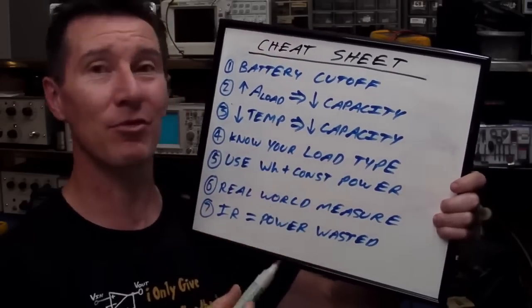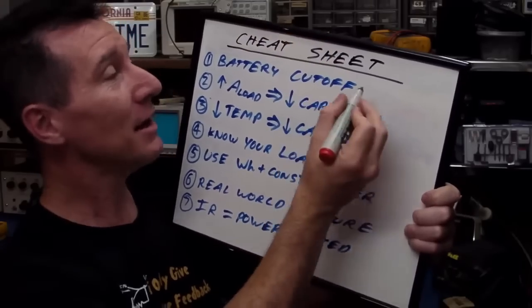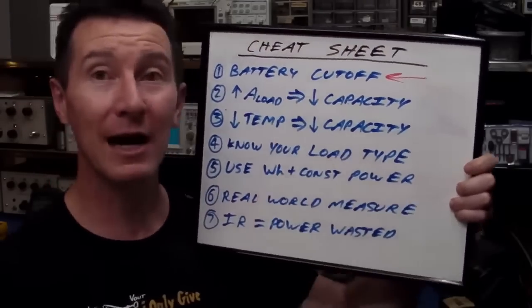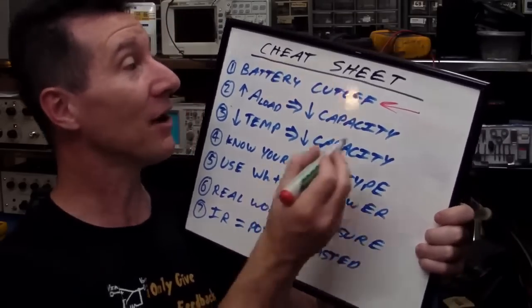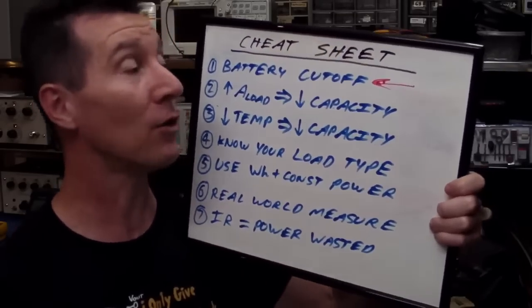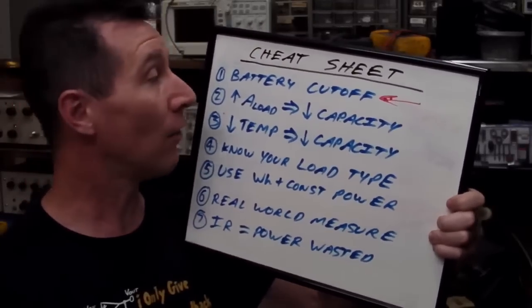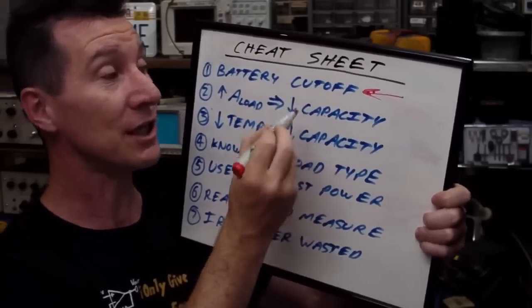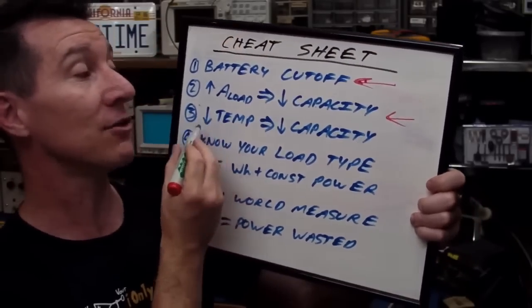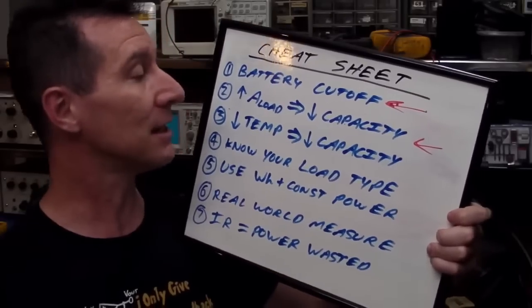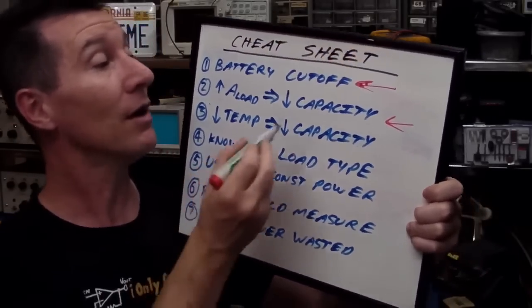So there you have it. Let's go through a quick summary or a cheat sheet of what battery capacity is all about. Number one, it's all about the battery cutoff voltage. There's absolutely no point specifying the capacity of a battery if you don't specify or know what the cutoff voltage is. It's crazy. Second, if you increase the load current, then you decrease the overall capacity of the battery due to IR. If you decrease the temperature, you decrease the capacity. And remember, that's the temperature of the cell, not necessarily the ambient temperature, because the cell can heat up due to IR.